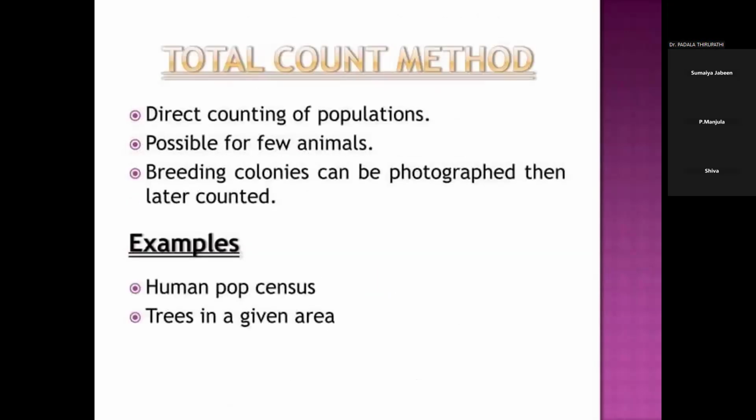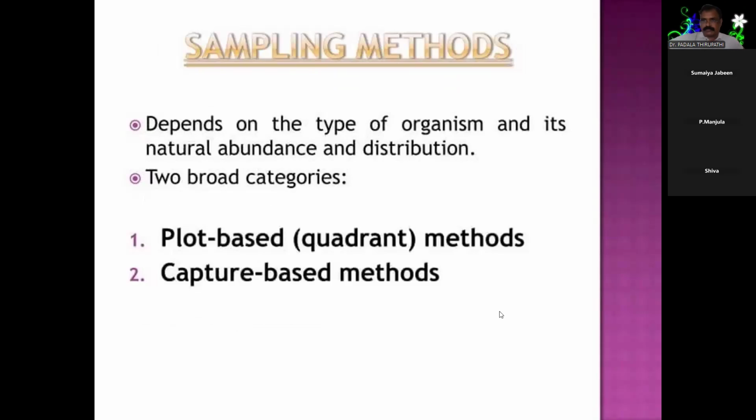The total count method is the direct counting of the population, which is possible only for a few animals, mainly for breeding colonies, which can be photographed and then later counted. An example of the total count method is the human population census and also counting the trees in a given area. So we can use this direct counting method for counting the human population and the trees in a given area.